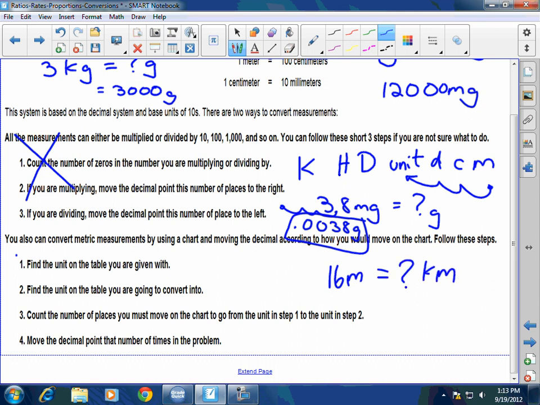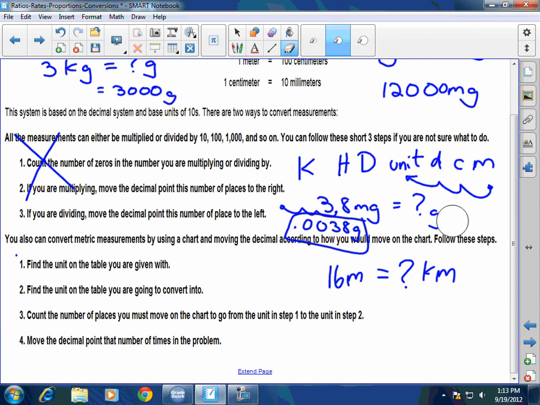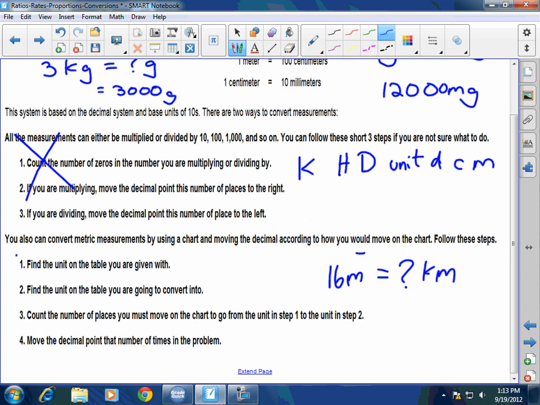If I gave you, for example, 16 meters, and I want to know how many kilometers it is, where am I starting in this particular case, boys? I'm at meters, I'm at unit. Great job, boys. Where am I going? 1, 2, 3 to the left. 0.016 kilometers. Seriously, no sarcasm. Does that make sense? It's pretty awesome, right?